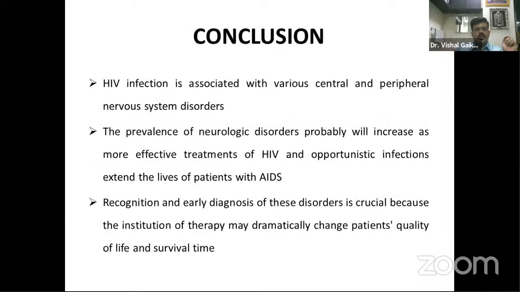So to conclude, HIV has multiple central and peripheral nervous system problems. You just have to diagnose them correctly, and if you treat them at the right time, the patient will have a better quality of life and survival time. Thank you.